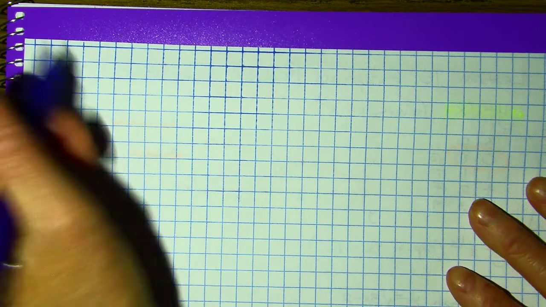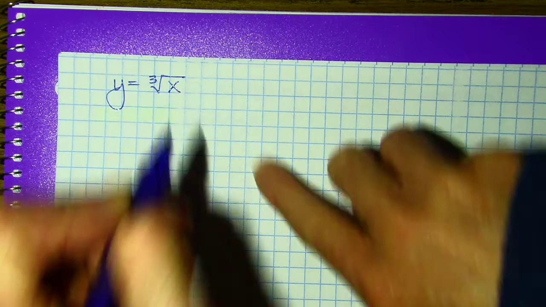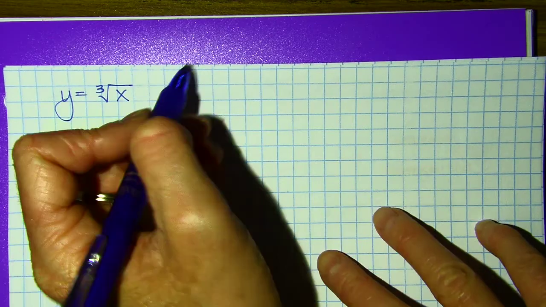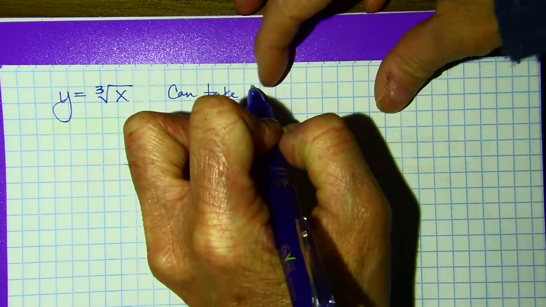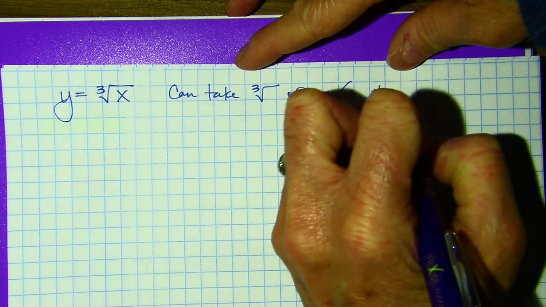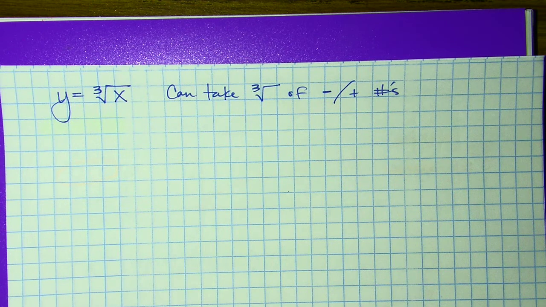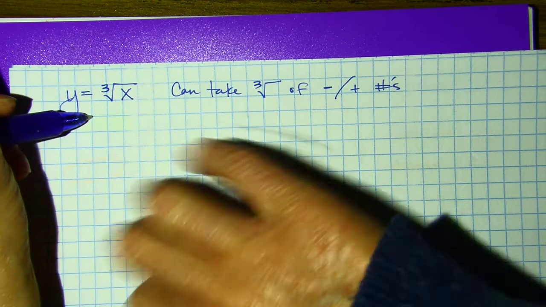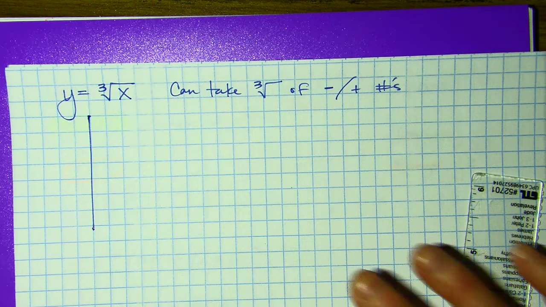So the y equals the cube root of x. Now, the interesting part about the cube root of x is I can take the cube root of both negative and positive numbers. So this one isn't limited like the square root is. And so this table would look like the following.